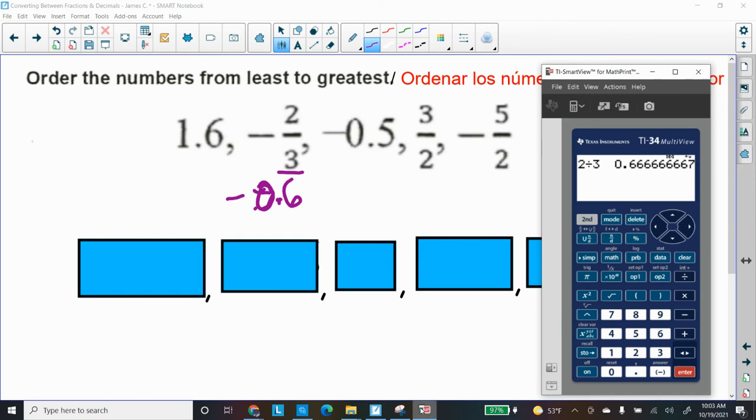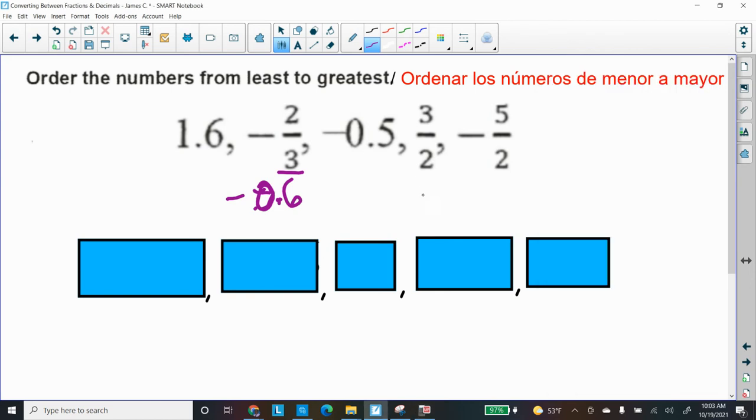And then we got another one, 3 over 2. Let's see how much money that is. So 3 divided by 2. And that's $1.50, 1.5. And that's positive. And we're trying to get all of the numbers into decimals.